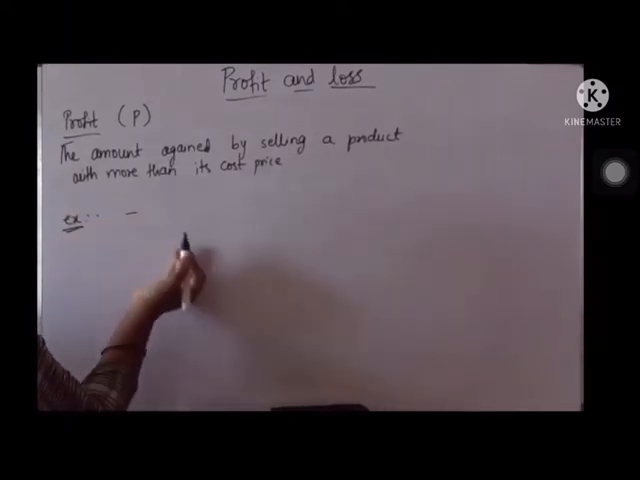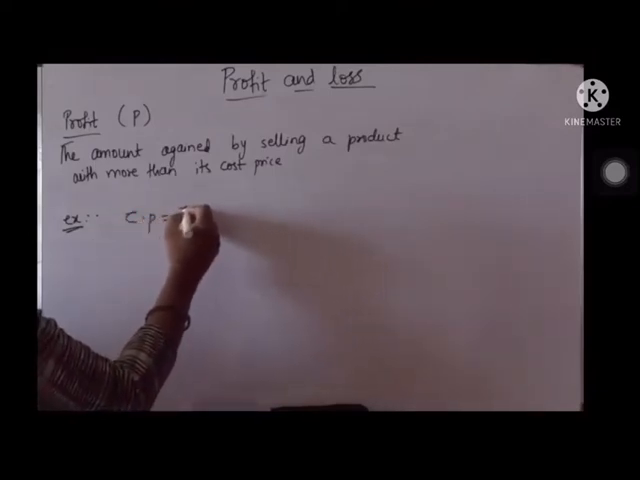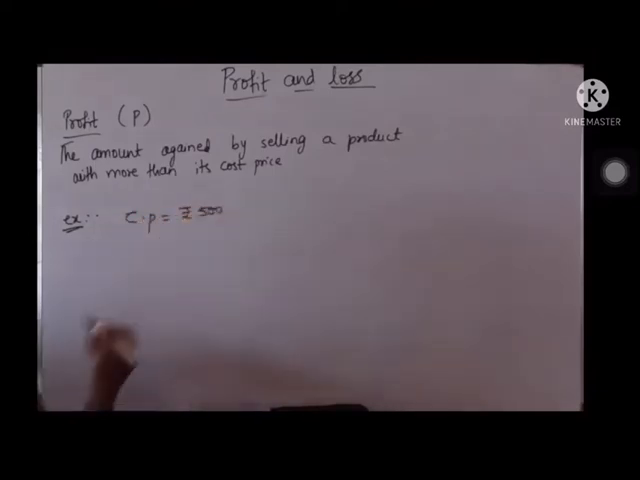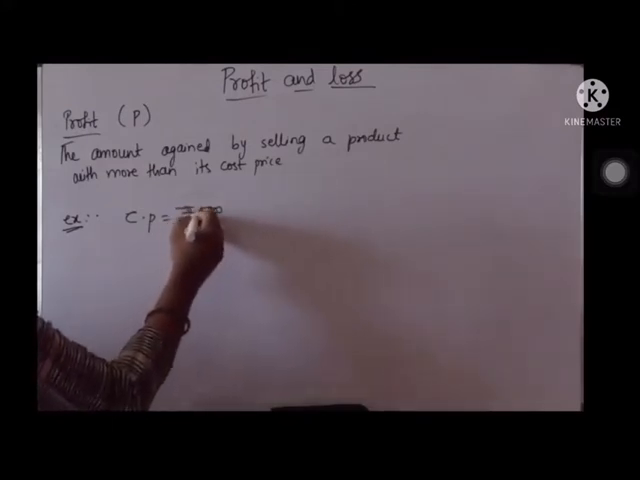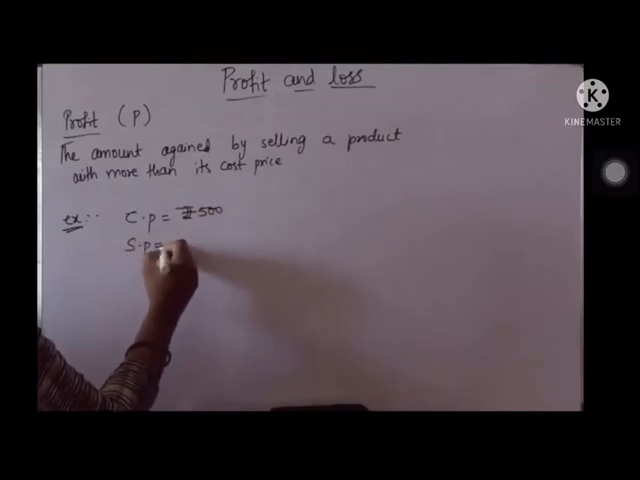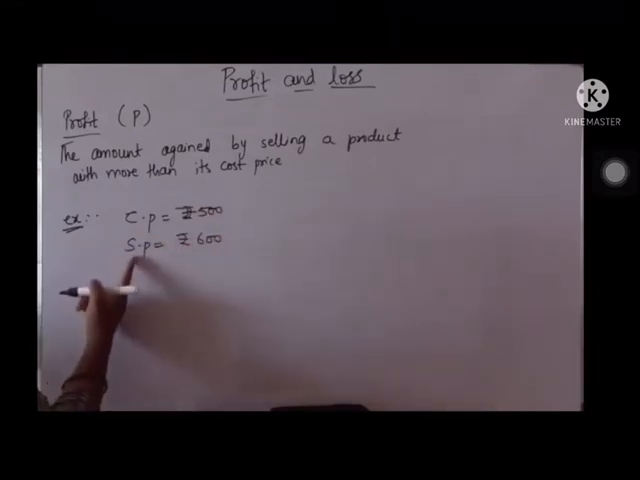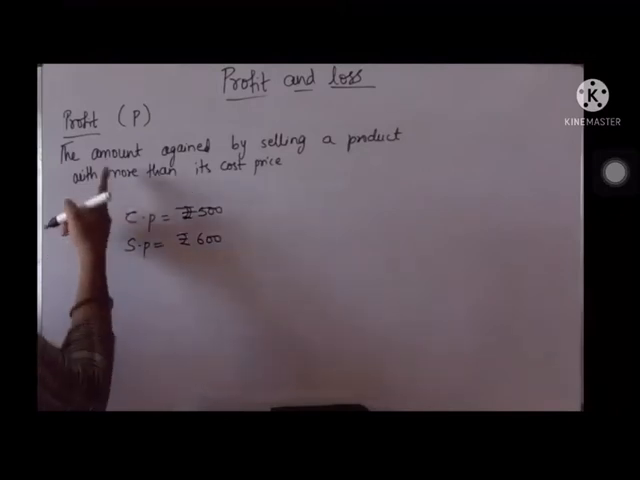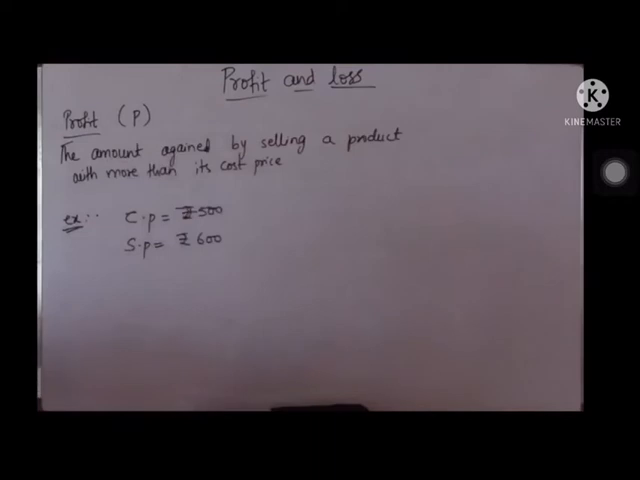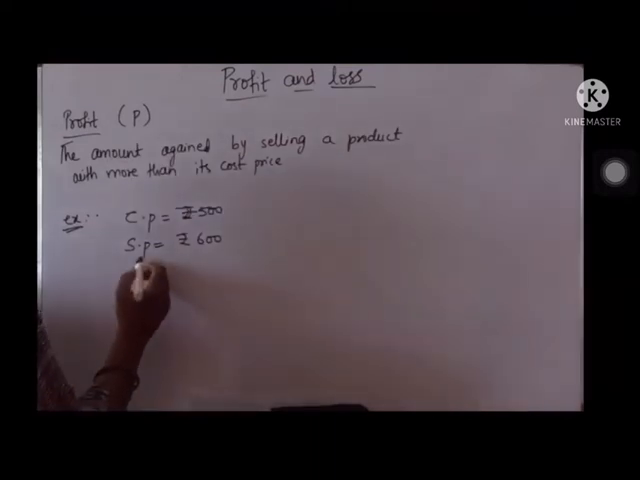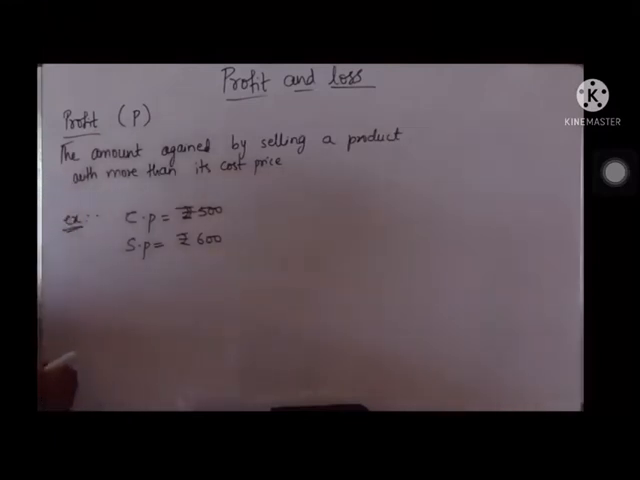So purchase is nothing but what? Cost price. Okay, so the cost price is rupees 500 and you sell that book to your friend for more than 500 rupees. That is, the selling price is, suppose, 600. So here if you observe, the selling price is more than the cost price, right? So the amount gained by selling a product for more than its cost price. If the selling price is more than the cost price, then you will get a profit here.